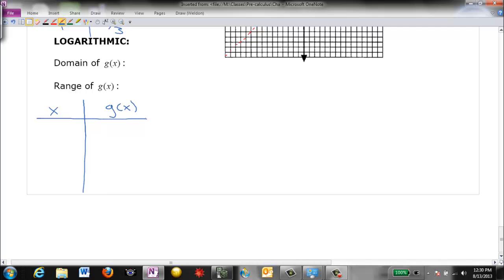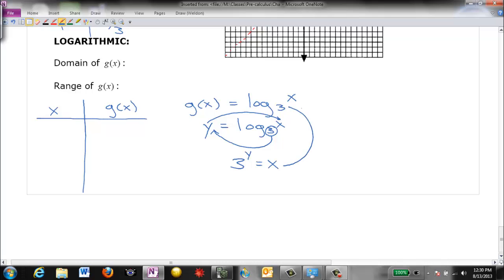And let's take a look at this g of x real quick before we start doing this. So g of x is log base 3 of x, right? So if we think of that g of x as being a y, which we can do, we can say that it's the same thing as saying y equals log base 3 of x. And remember that this is actually an exponential. We can say 3 raised to the y equals x, right? So 3 raised to the y equals x. So these two things here are equivalent statements.